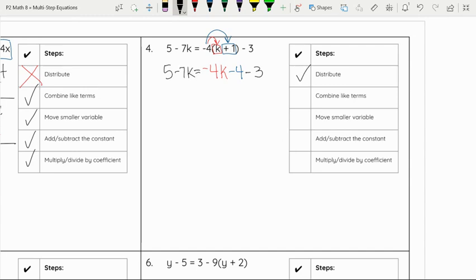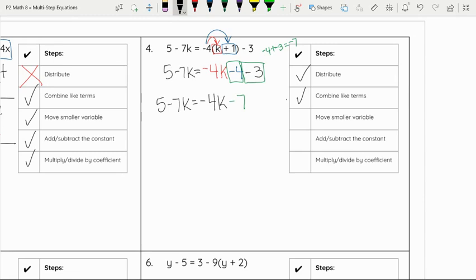Step 1 is done. Next, we are going to combine like terms. So my like terms here are, on this side, I don't have any. But on the right side, I have negative 4 and negative 3. So since they are both negative, I'm going to add the numbers. 4 plus 3 is 7 and keep the sign. So they become negative 7. And I'm going to bring down whatever hasn't been used. Negative 4k equals 5 minus 7k. Step 2 is done.